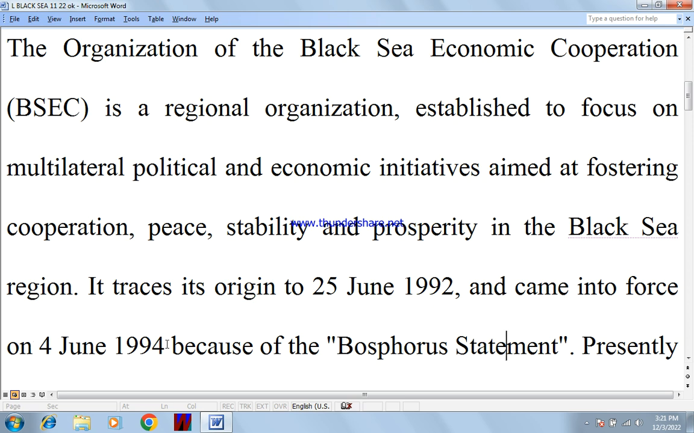It traces its origin to 25th June 1992 and came into force on 4th June 1994 because of the Bosphorus Statement. Bosphorus Statement is our Bosphorus. There is also, I show you, Bosphorus Strait.